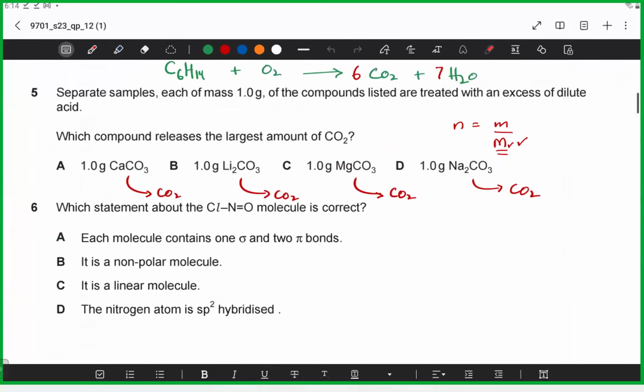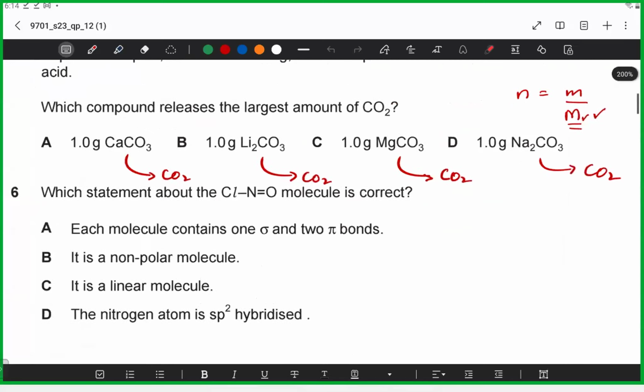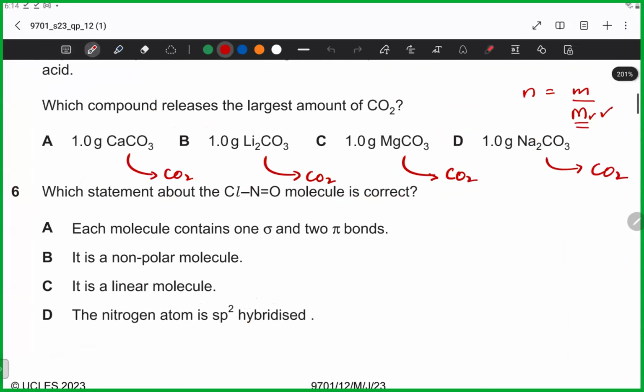Which statement about this molecule is correct? Okay, 1 sigma and 2 pi bonds, is that correct? No. Because there's only 1 pi bond, right? Not 2 pi bonds. Okay, so that's wrong. It is a non-polar molecule. Is that correct? I think so.